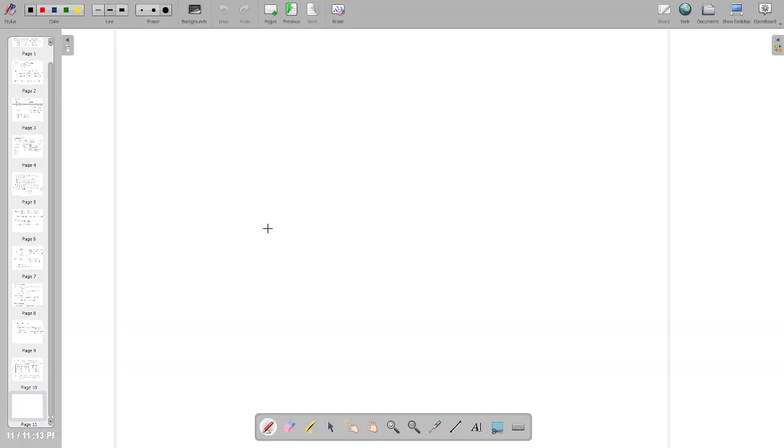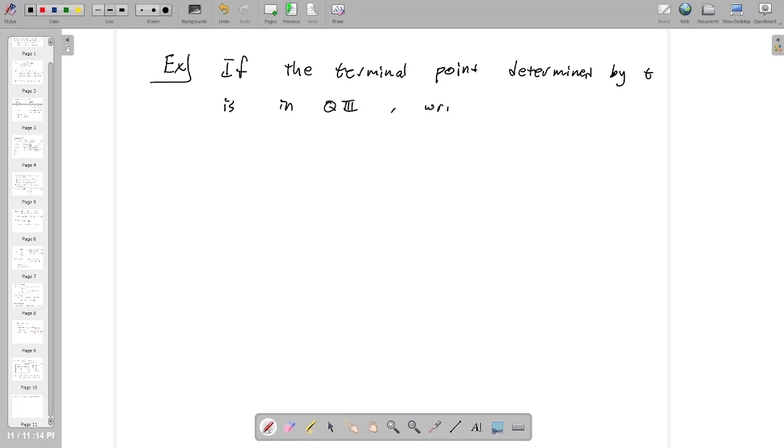Another type of problem using the Pythagorean identities is this. If the terminal point determined by t is in quadrant 3, write tangent t in terms of sine of t. All right. Now this is a little bit tricky. You have to understand what we're trying to do here. So let me give you a little bit of a note.